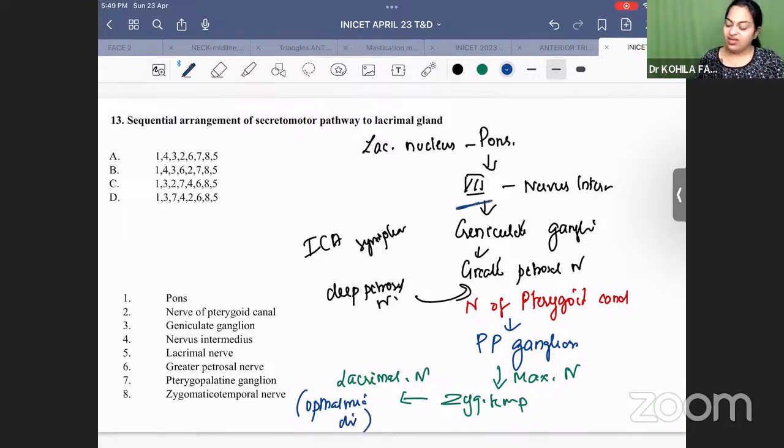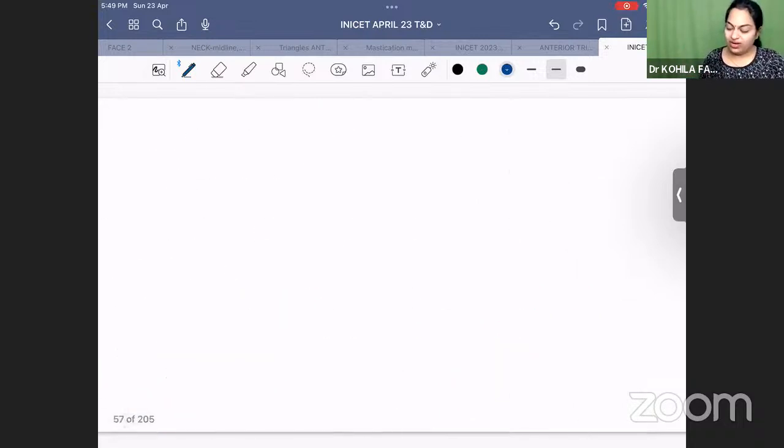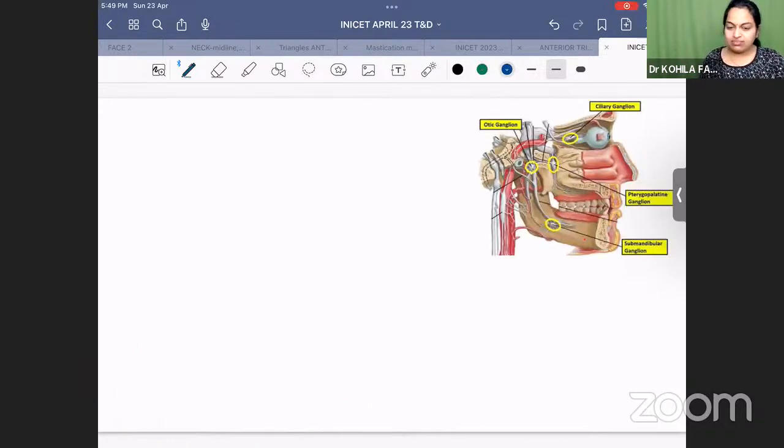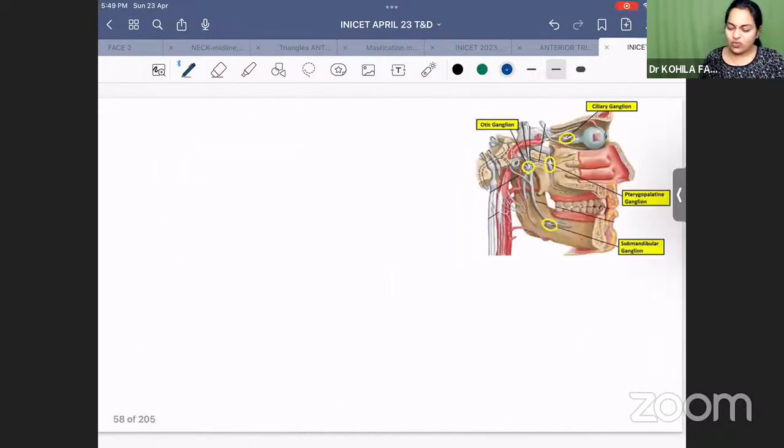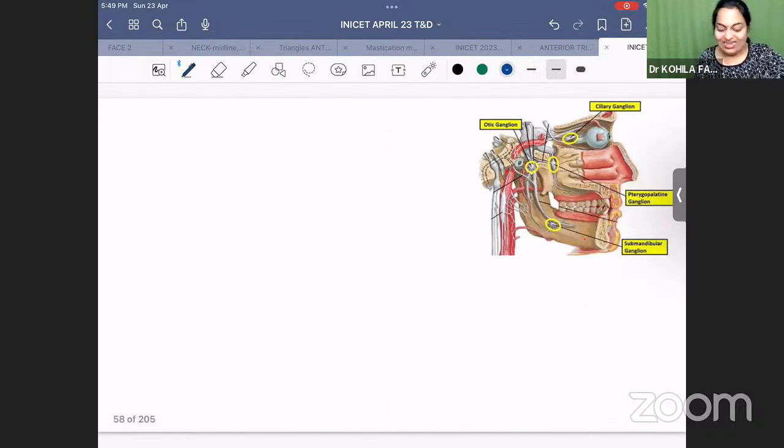So the seventh nerve, maxillary nerve, and ophthalmic nerve, all these are involved in this lacrimal gland secretomotor pathway. Okay, so if you know this, it would have been easier for you to figure it out, right? Now they frequently ask this question: what are the cranial nerves which have a parasympathetic component?